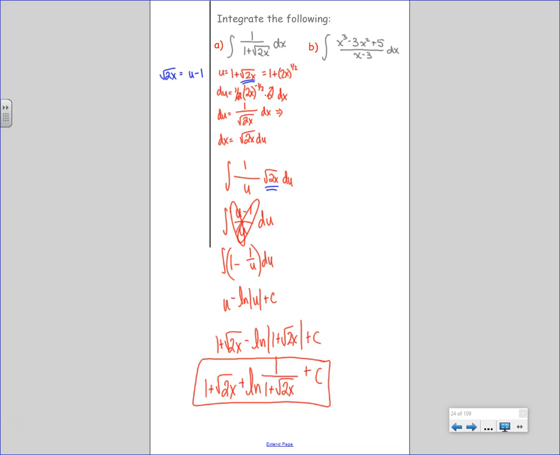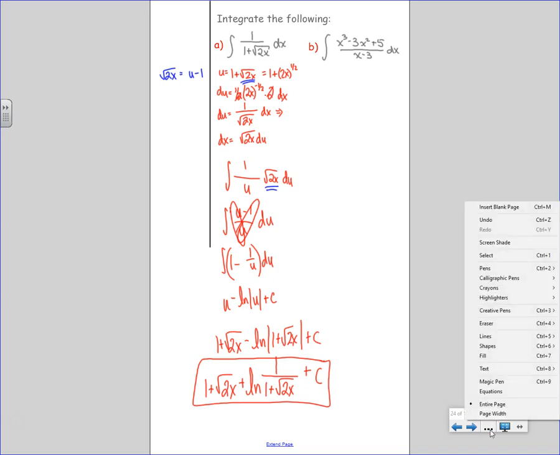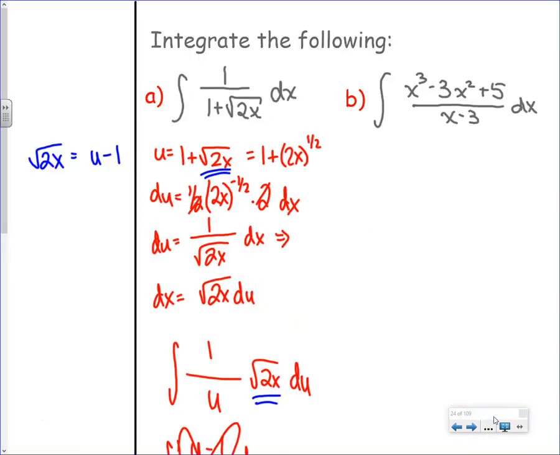Cool kids, what do you think? I don't think we're gonna actually solve B because I do want us to get to the other forever part.